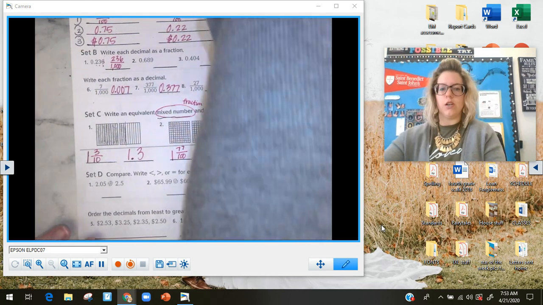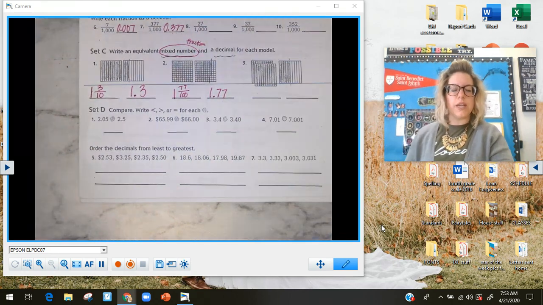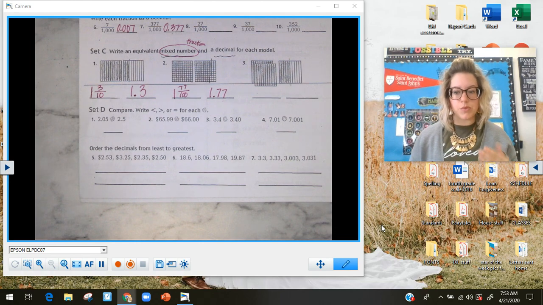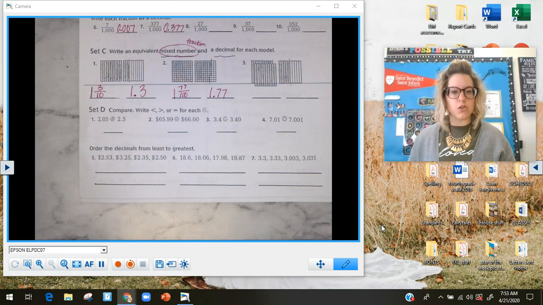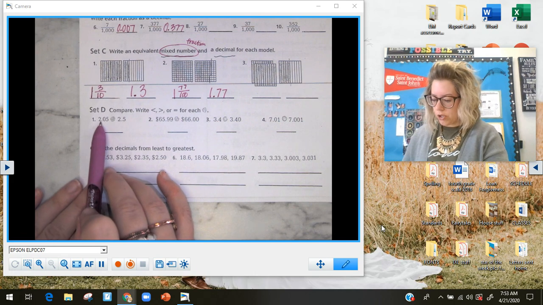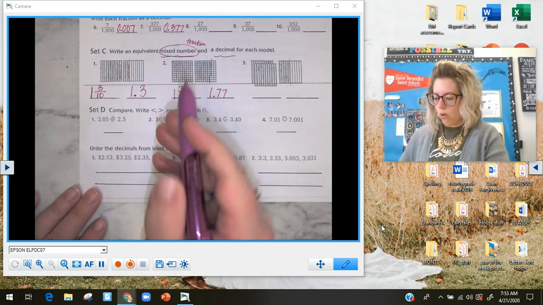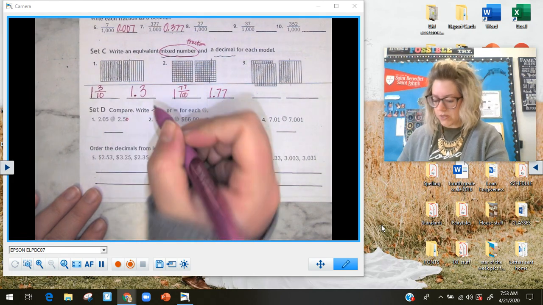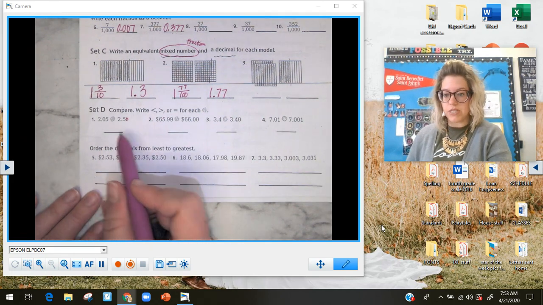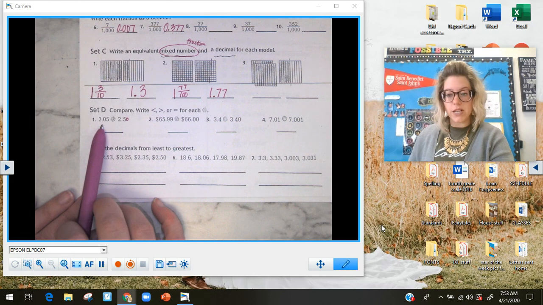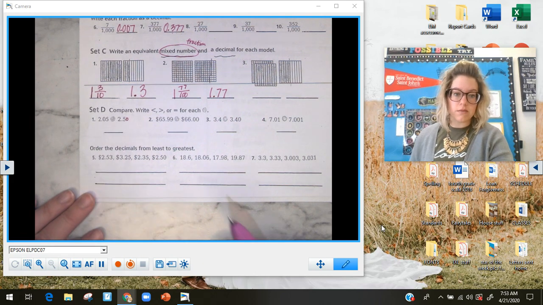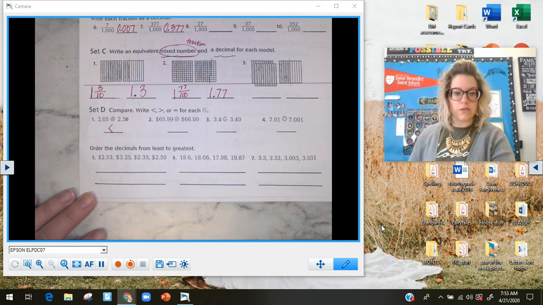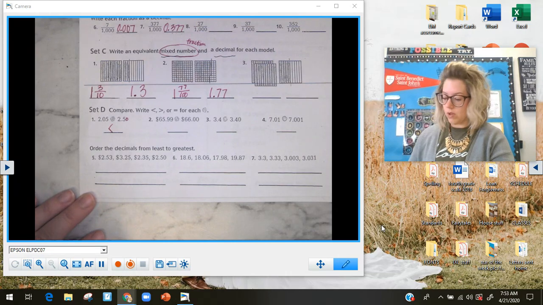Okay. Here we're doing comparing. So again, just think of this as money, you guys. Always think of it as money. It's going to be so much easier for you. What's bigger, $2.05? Or remember, whenever we have just a point right here, we know that we can also put this 0 here. So this is like saying $2.50. So which one's bigger, $2.05 or $2.50? $2.50.